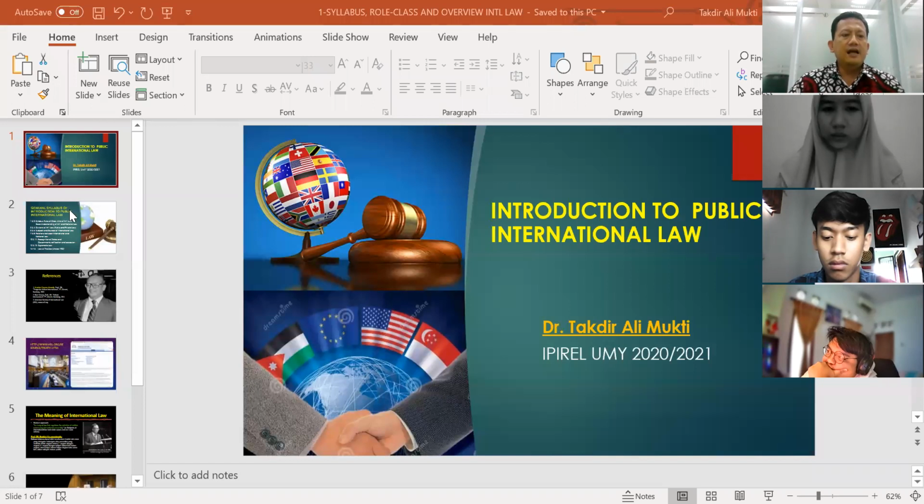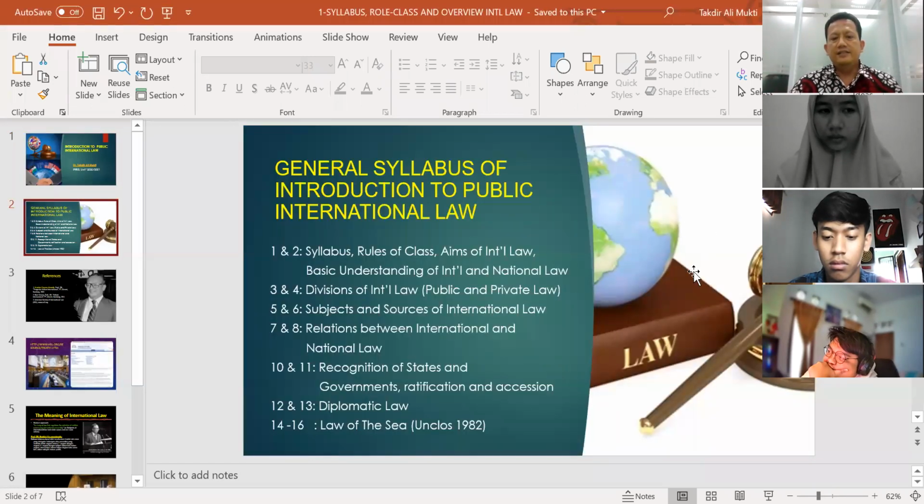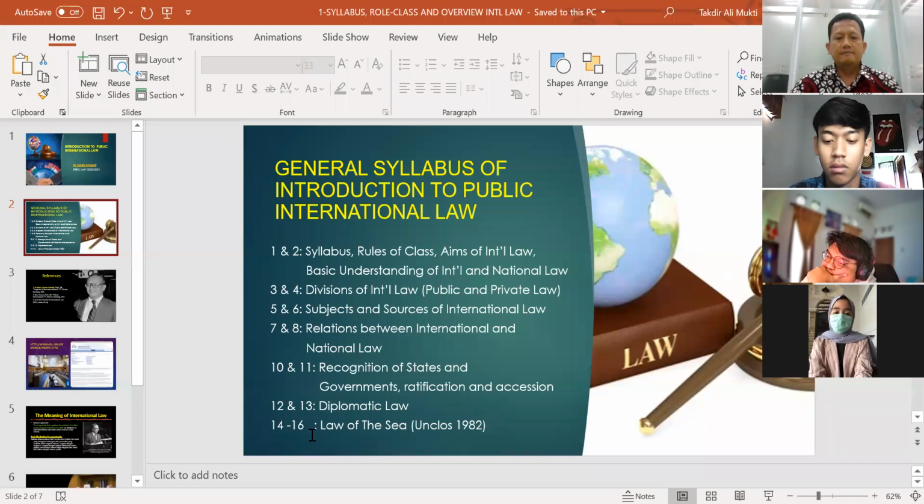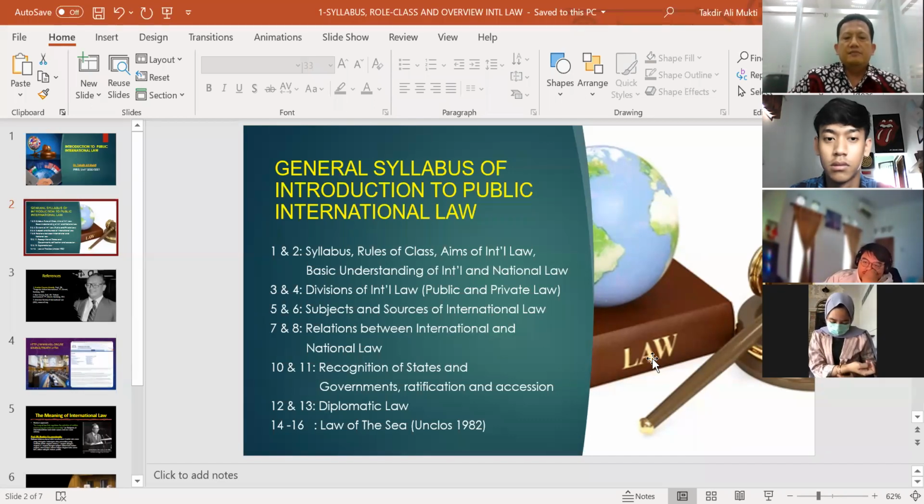What is our syllabus? Yes, this is the general syllabus of our introduction to public international law. Meetings 1 and 2: we discuss the syllabus, the rules of the class, the aim of international law, and the basic understanding of international and national law. In this first meeting, I just want to discuss the syllabus, the rules of the class, and an overview of international law.